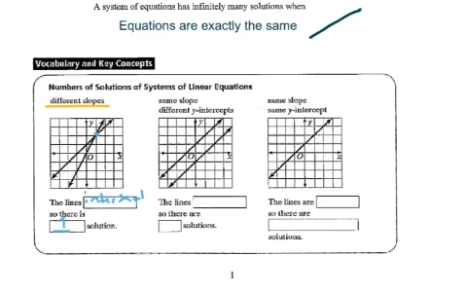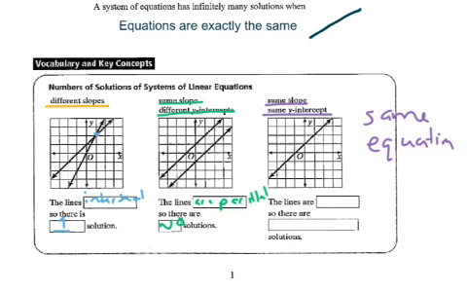Another case is when they have the same slope but different y-intercepts. This time the lines are going to be parallel, so there are no solutions, because as you can see here, these lines never cross, so there's never an intersection point. The last case is when they have the same slope and the same y-intercept. This would mean they're exactly the same equation. The lines are equal, so there are infinitely many.